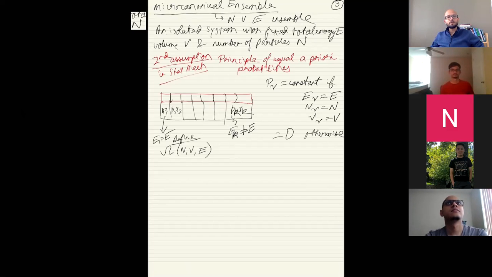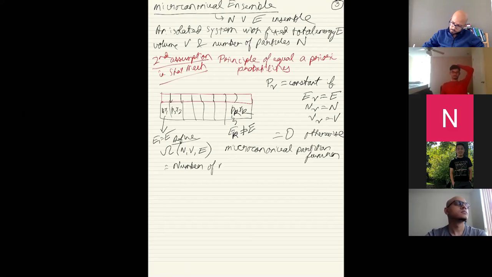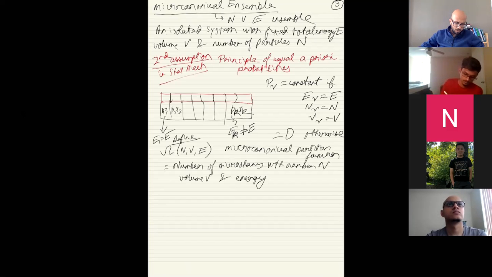So omega NVE is our first example of a partition function. Many books do not use this term, microcanonical, but this is really what it is. It is the microcanonical partition function, which is the number of microstates with number N, volume V, and energy between E and E minus delta E.